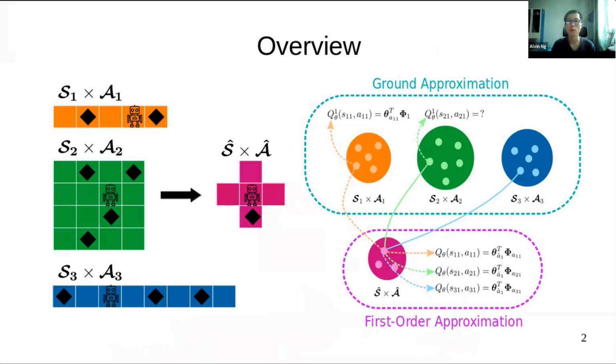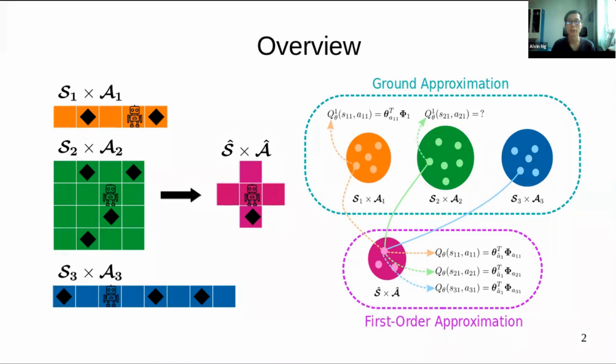First, we begin with an overview of our work. We are interested in solving planning problems with first-order structure, which can be represented compactly with relational MDPs. We want to learn a generalized policy which can solve multiple RMDPs of the same domain.